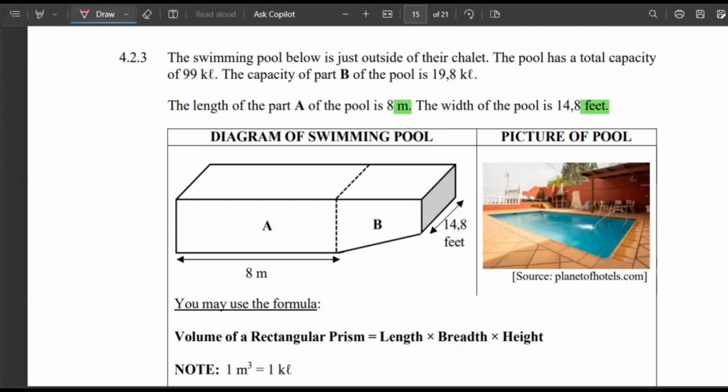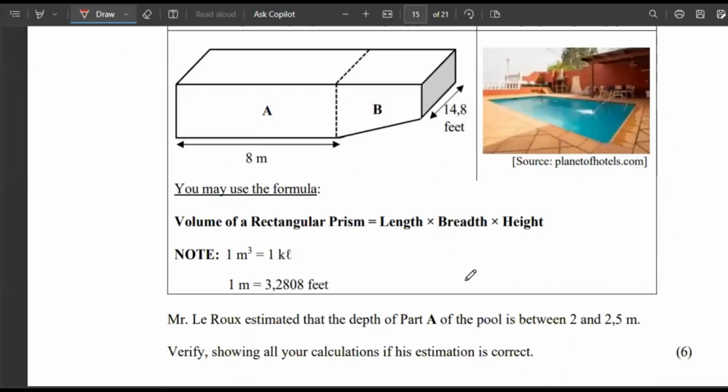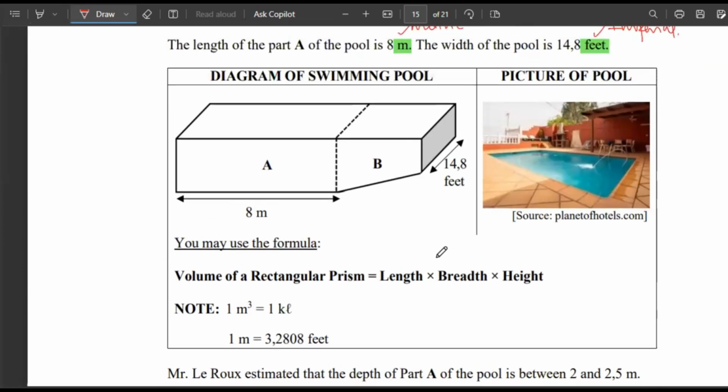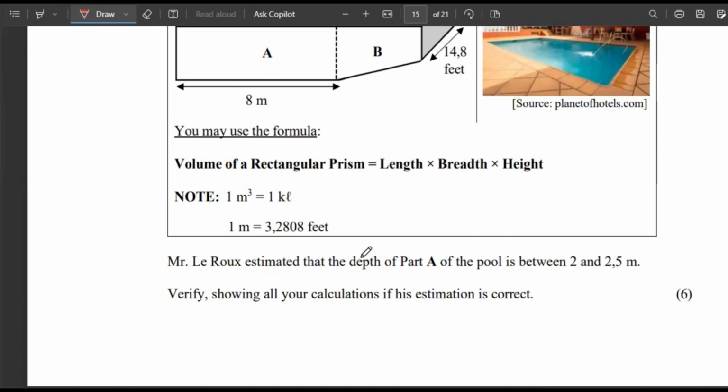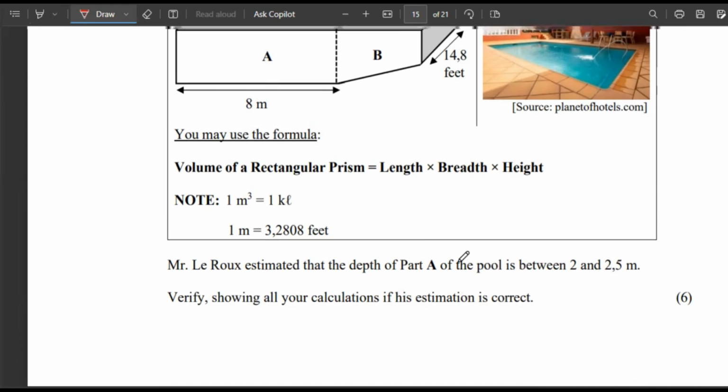Remember, we say this is metric and this is the imperial. So we come here and you look at that and say, it is estimated that the depth of part A of the pool is between 2 and 2.5 meters. Verify, showing all calculations, the depth of A.